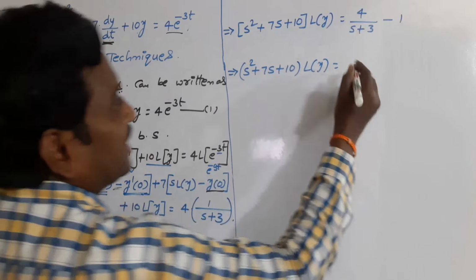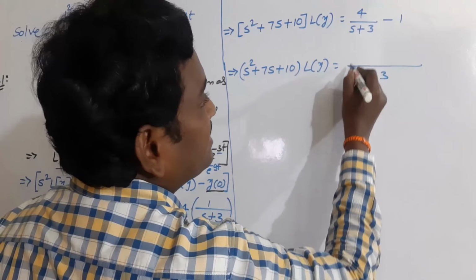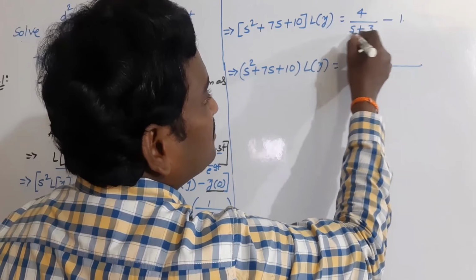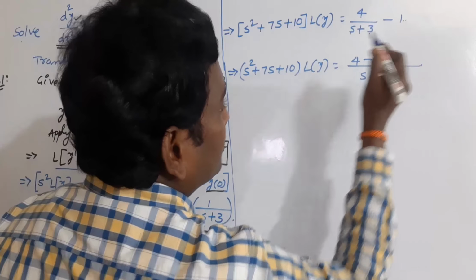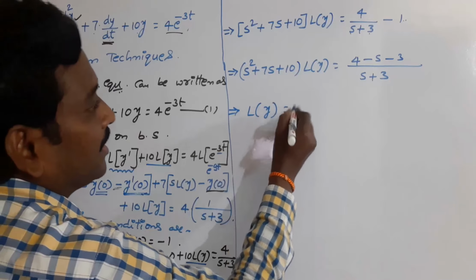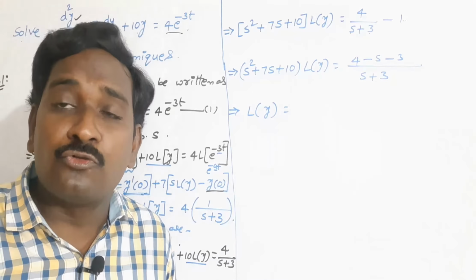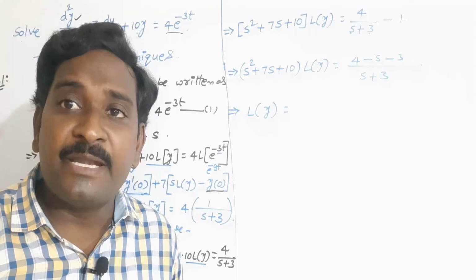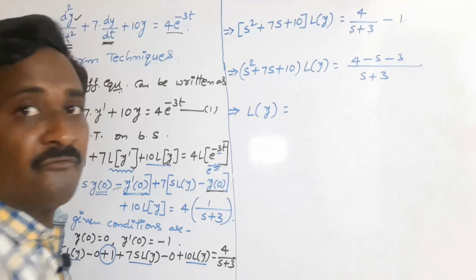Take the LCM in the right hand side. So s plus 3 is the LCM. 4 minus 1 into s, minus s minus 1 into 3 minus 3. We need the value of L of y, because at the final step, at the climax of this problem, you should find the solution for the dependent variable y. That's why first I will find the value of L of y.